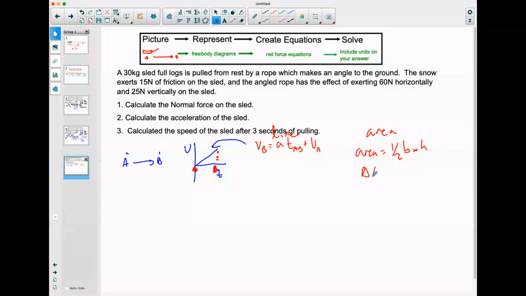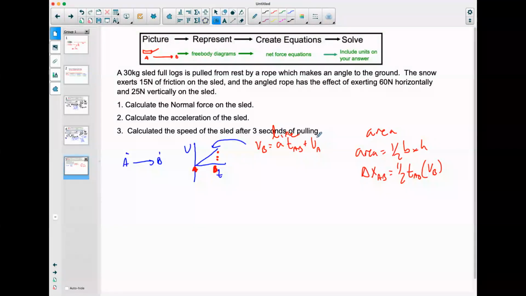But in physics symbols, it's the displacement from A to B is equal to 1/2 the base, which is the time from A to B, multiplied by the height, which is this here, which is the velocity at B, not at A, but at B, velocity at B. All right, and now I want to see, what do I know? Which of these could I use, or both maybe, to determine the speed of the sled?